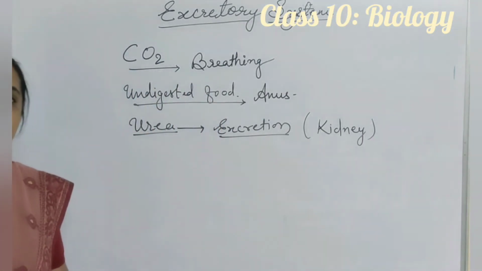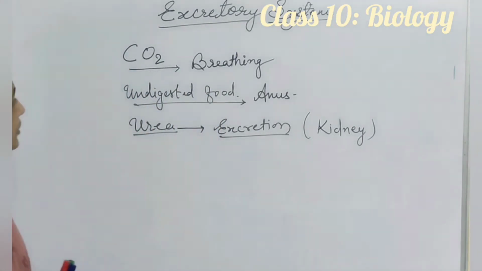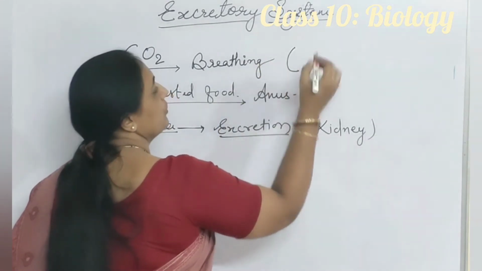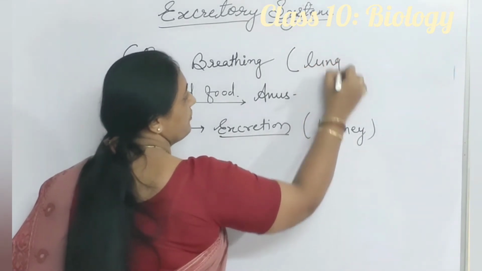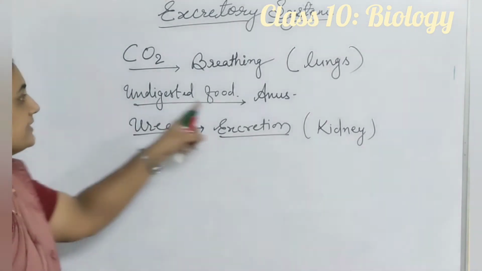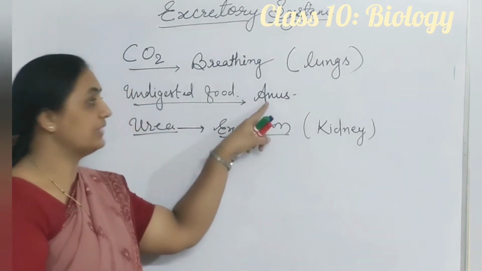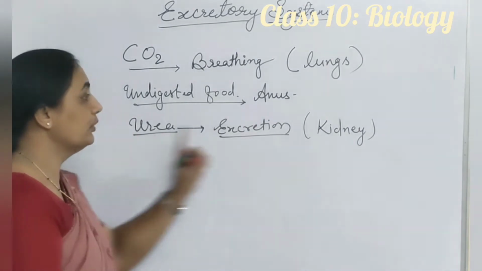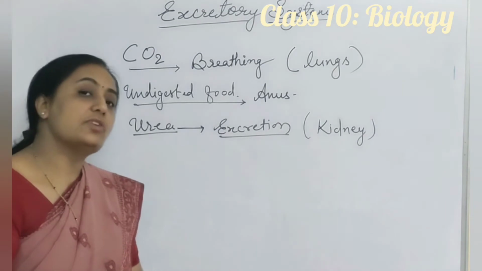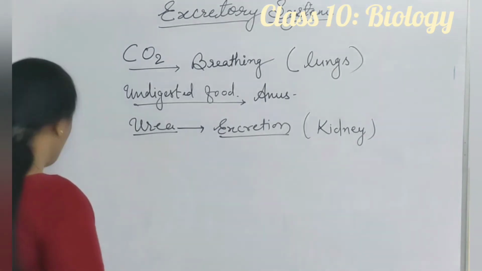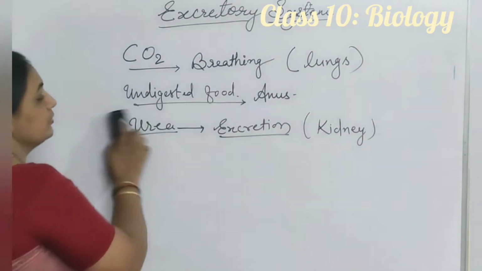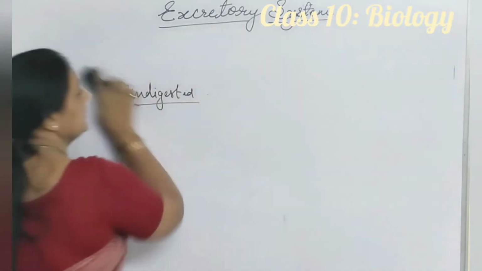In human beings, different organs are there to remove waste material. Carbon dioxide is removed during breathing, so this exchange of gases takes place in the lungs, in the alveoli. Undigested food material is removed by the digestive system, through one of the last organs, the anus. Urea is removed with the help of the kidney in the excretory system. In this way, waste material is removed from the body. So in this topic we have to discuss the excretory system and removal of urea from the blood.